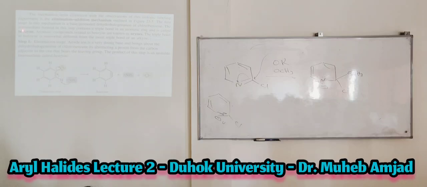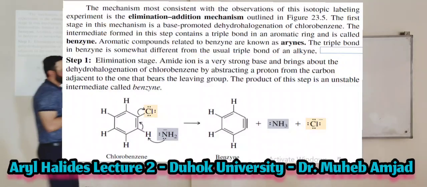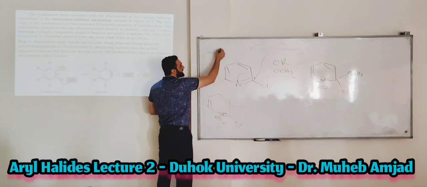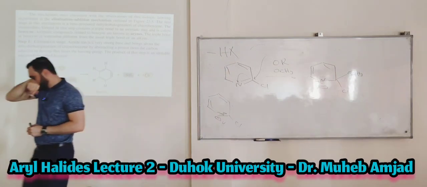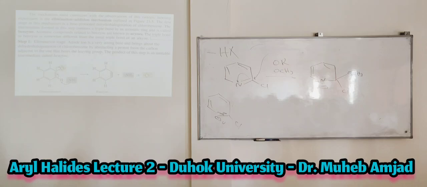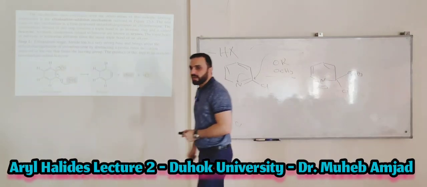The first stage in this mechanism is base-promoted dehydrohalogenation. What does dehydrohalogenation mean? It means removing HX, minus HX. So for chlorobenzene, put a line here. This is the first step, and it is important: dehydrohalogenation.